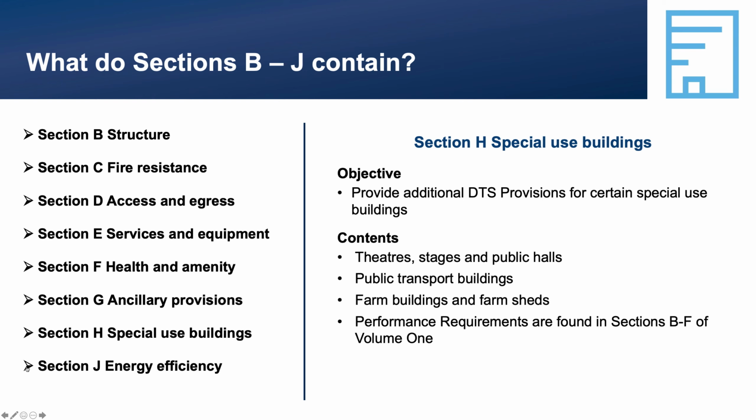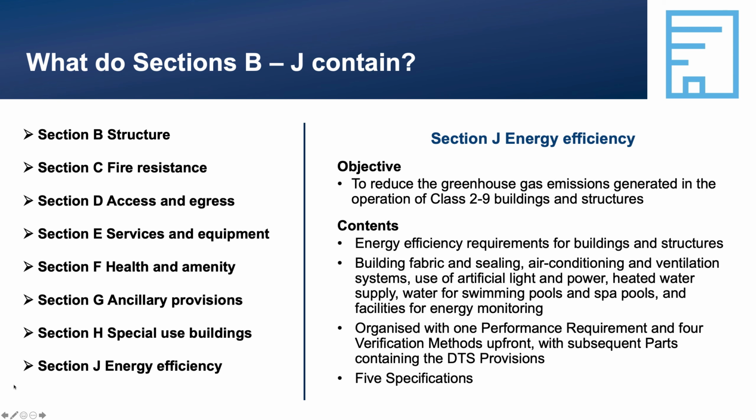Part H3 includes requirements for fire separation, firefighting equipment, exits, and emergency lighting for farm buildings and farm sheds. Section J is the energy efficiency requirements for Class 2 to 9 buildings. Section J came about as a result of a Council of Australian Governments, or COAG, decision in 2009 that a building is to be capable of reducing its greenhouse gas emissions.